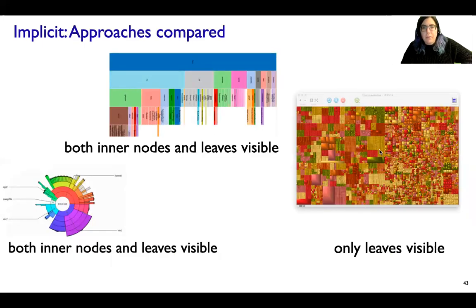Notice how with the tree map, only the leaves were directly visible, whereas with these approaches, we're able to see all of the inner nodes on these various rows, in addition to the leaves. With the icicle chart, in fact, we can see that not all the leaves are at equal depth. So we actually have leaves at multiple depths. But both the inner nodes and the leaves are visible for both of these implicit approaches.